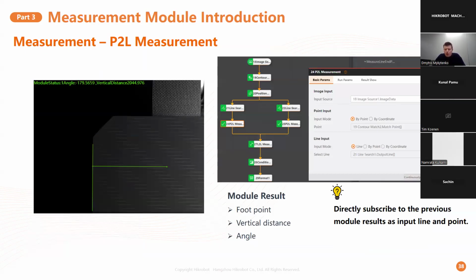The point P2L or point to line measurement module measures the perpendicular distance from a point to a line by constructing the perpendicular projection of the point onto the line. If the projection lies outside the line segment defined by the line start and end points, the line is automatically extended, so the foot point may appear outside the original segment. The vertical distance is defined as the length of this perpendicular, and the angle represents its orientation in absolute image coordinates. The module directly subscribes to point and line results from preceding modules.